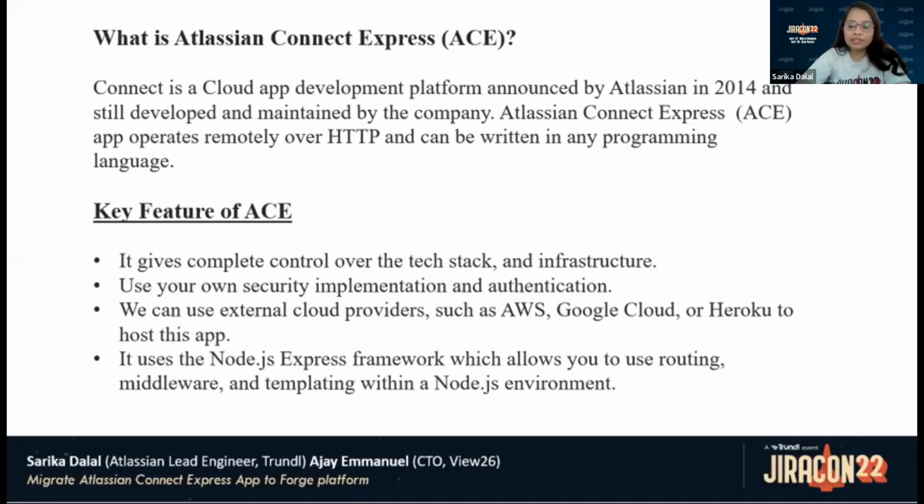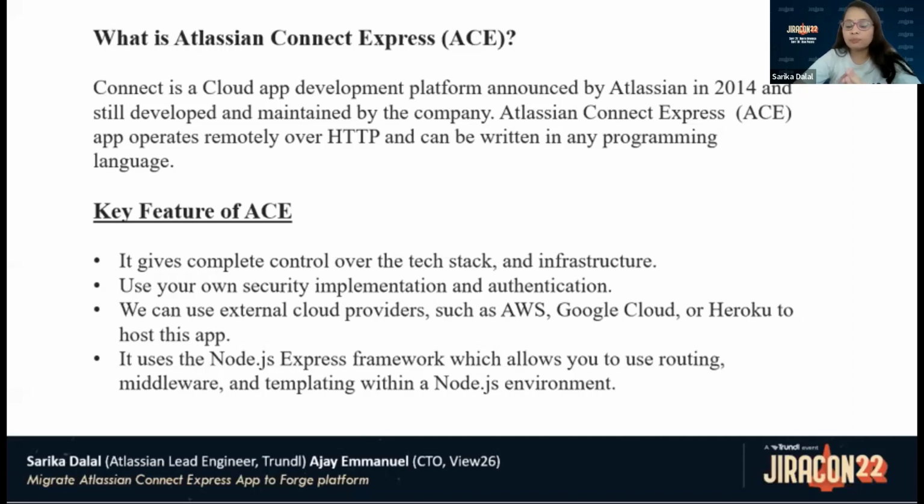First, we can get control of the tech stack and infrastructure because it's a completely web code. So we have complete control over the tech stack and infrastructure: how you want to write your code, which technology you want to use, where you want to host it. Everything, the control is in our hand. We can use our own security implementation and authentication. We can use any external cloud provider to host our app, like AWS, Google Cloud, or Heroku.